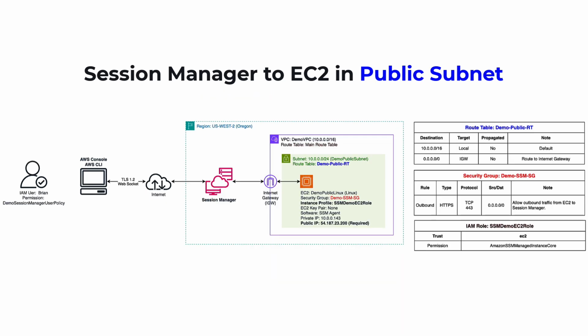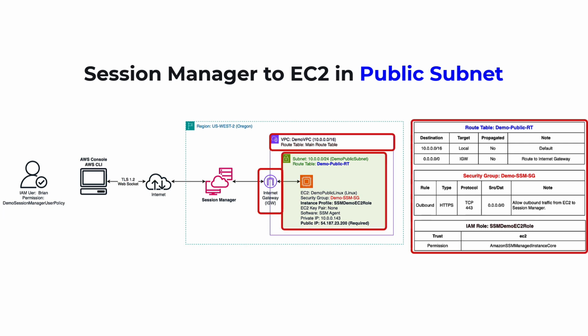Let's start with the first use case, which is to connect to a Linux EC2 inside a public subnet from the internet. For this use case, we will use an IAM user named Brian, who will connect first using the EC2 console, then connect again using the AWS CLI from his laptop. Before I launch my EC2 instance, I need to configure several networking components. So let's go over to the AWS console to build a solution.